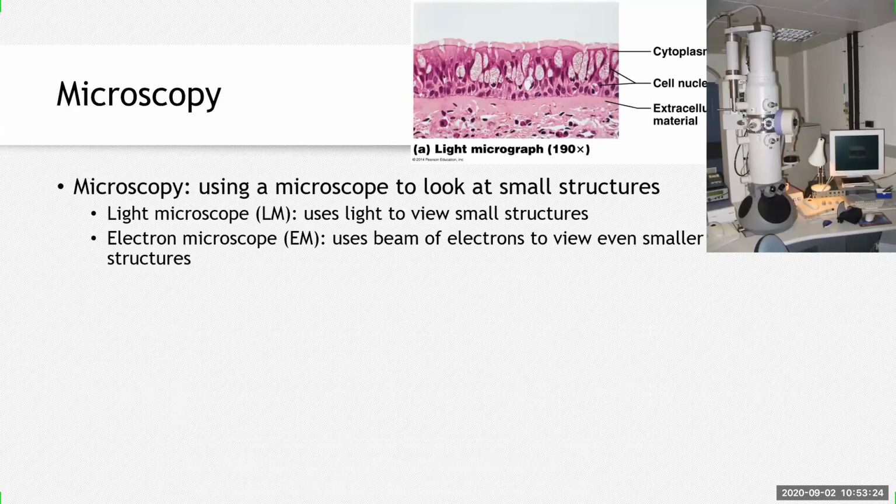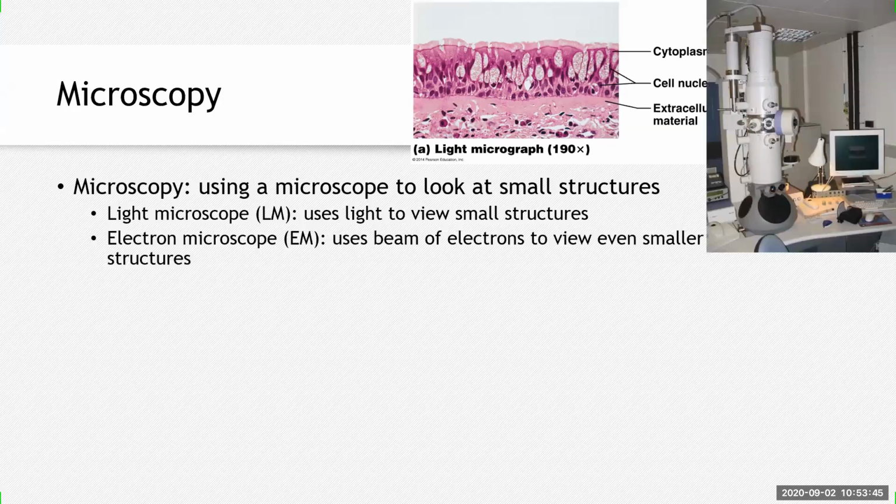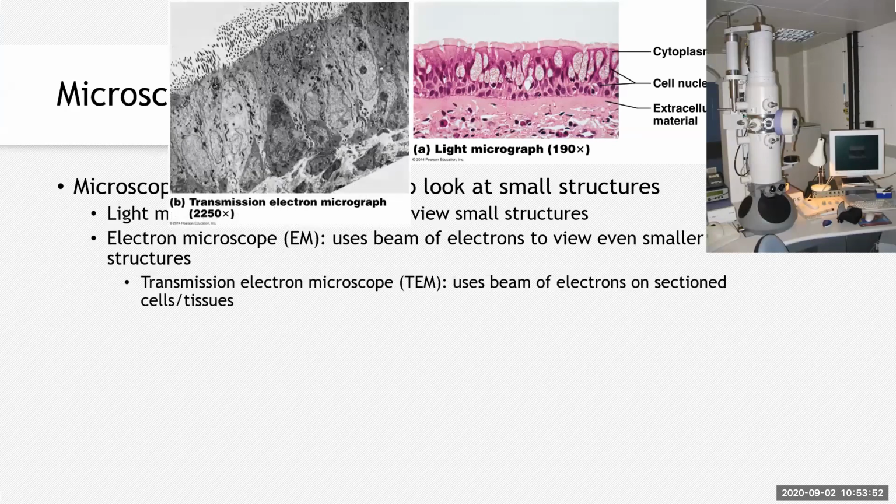Going back to microscopy, remember we're using some kind of instrument to help us identify some of these smaller structures we can't see with our eyes. So we have something called a light microscope, and this is what we're going to be using for our histology. It just uses light as its source. But if we want to see things even smaller, they use electrons instead. And then you have different types of electron microscopes. You have the transmission electron microscope.